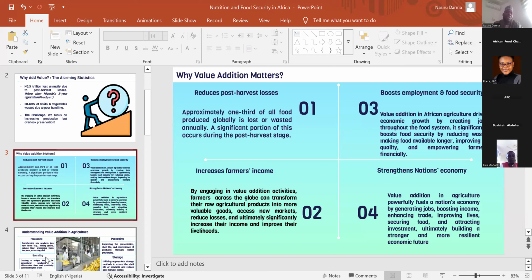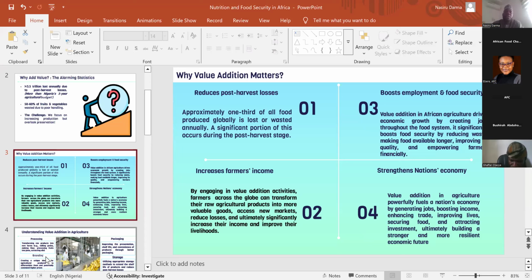Because according to the other statistic I have here, one third of all the food produced globally is lost or wasted annually, right? A significant portion of this is lost as a result of what? Poor post-harvest handling, right? So there is an important need for us to look at how we salvage what farmers are already producing, how we minimize these post-harvest losses. We cannot do away with post-harvest losses entirely, but we need to significantly reduce the vulnerability farmers face after they have harvested their commodities.